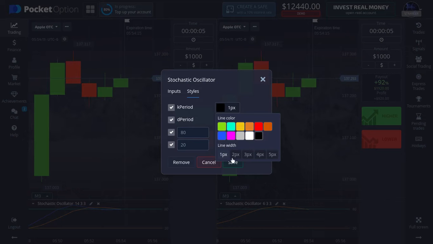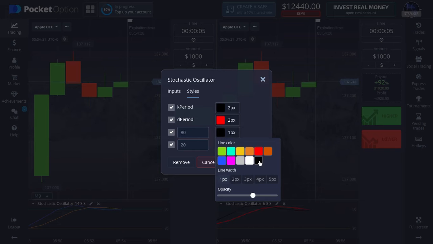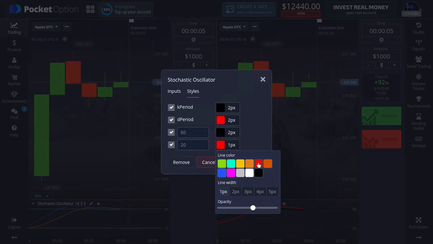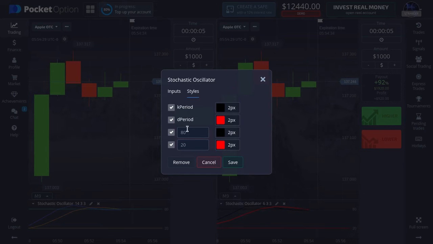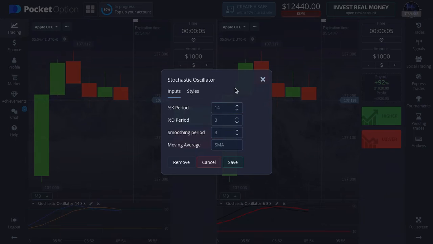Change this to black. Thicken the lines. Now, you don't have to change these colors. You can choose whatever color you would like. I just like black and red. Looks good to me, but that's just my opinion. Change this to 90 and 10. Save it. Same thing here: 6, 3 and 3, SMA.